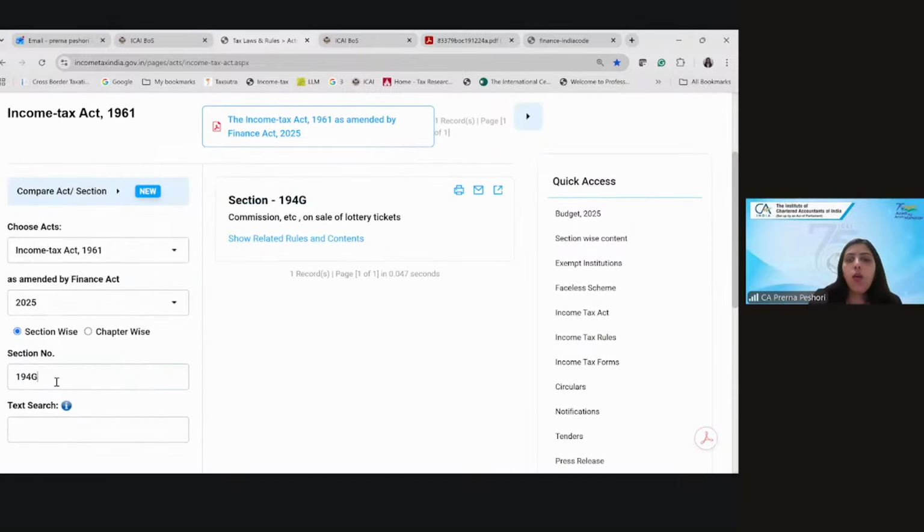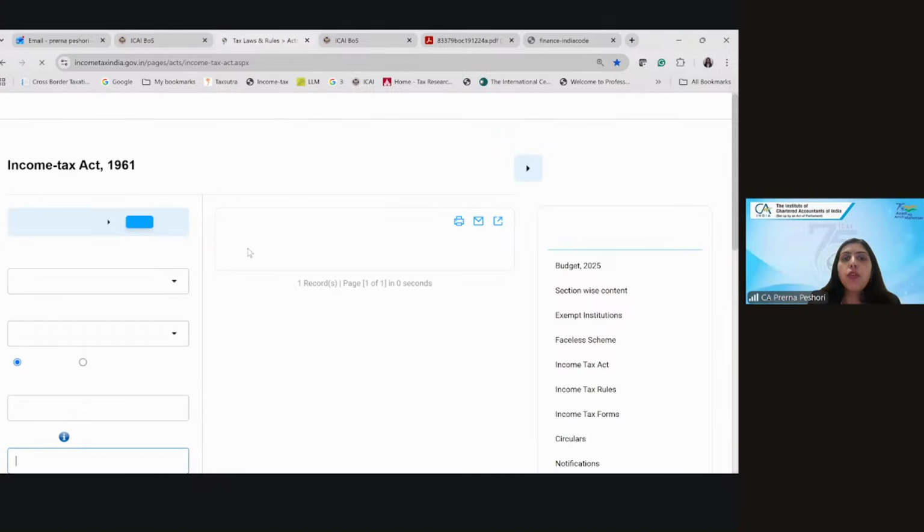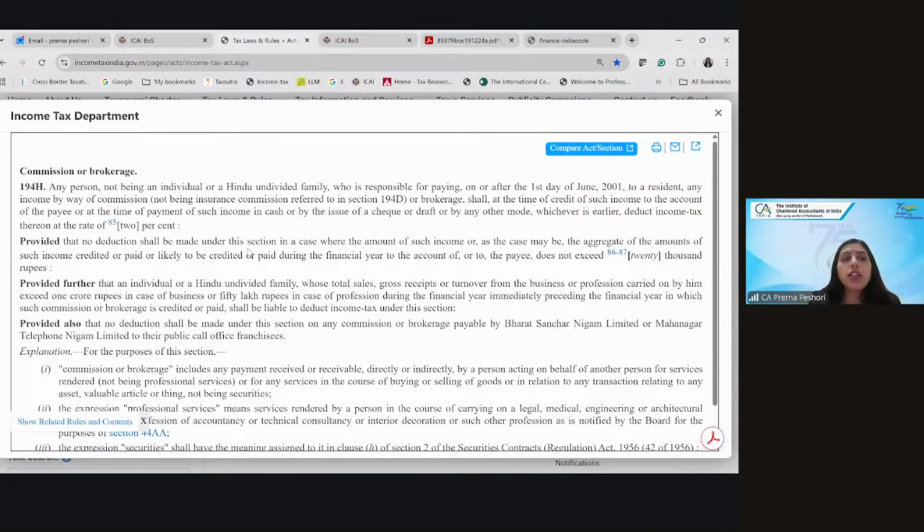Next is 194H. Commission or brokerage. G is only on sale of lottery tickets. H is general commission or brokerage. So any person not being an individual or HUF who is responsible for paying to a resident any income by way of commission, not being the insurance commission under 194D. So insurance commission is under 194D, lottery commission is under 194G, this is general commission.